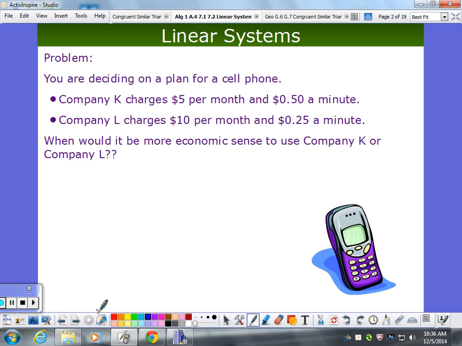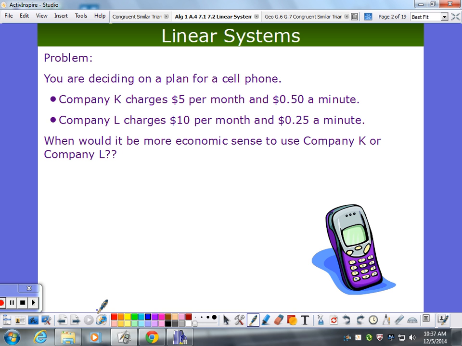Now tell me why you said that. Okay, do you want to add something? If you don't go on your phone a lot, you don't want company L because it's charging you $10 a month whether you use your phone a lot or not. And so if you don't use a lot, you probably pay less up front. Okay, I think you're trying to say the same thing.